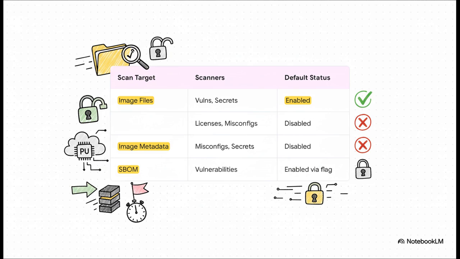For your image files, you get vulnerability and secret scanning for free. They're enabled by default. But for everything else, licenses, misconfigs in files, and all of the metadata checks, you have to flip the switch yourself. And for those lightning-fast SBOM scans, you just point Trivy to the right source. Knowing what's on by default and what isn't, that's half the battle.